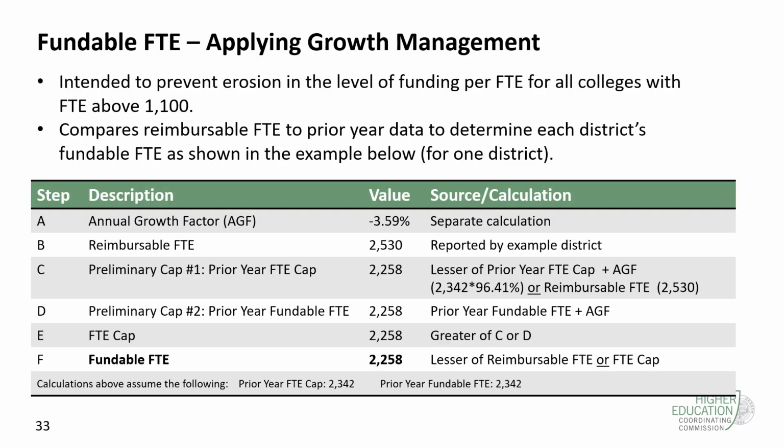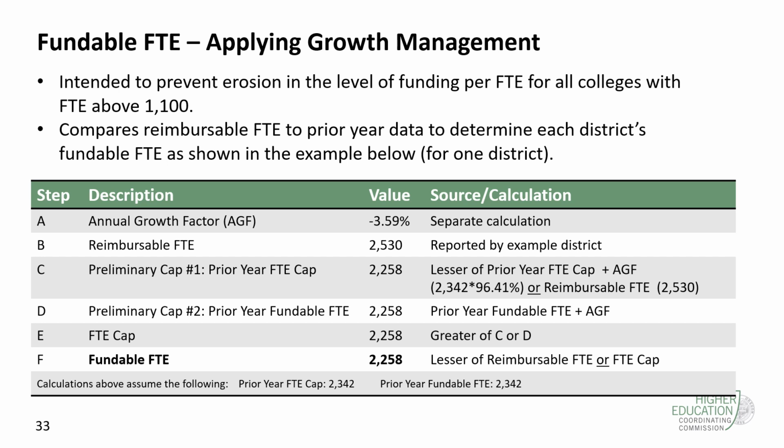So again, the fundable FTE is determined by applying the growth management calculation to the number of reimbursable FTE. The idea behind the growth management component is that it is intended to prevent the erosion in the level of funding per FTE for all colleges with a greater than 1,100 FTE count. So this compares the reimbursable FTE to prior year data to determine each district's number of fundable FTE, as shown in the example below. This is for one district.